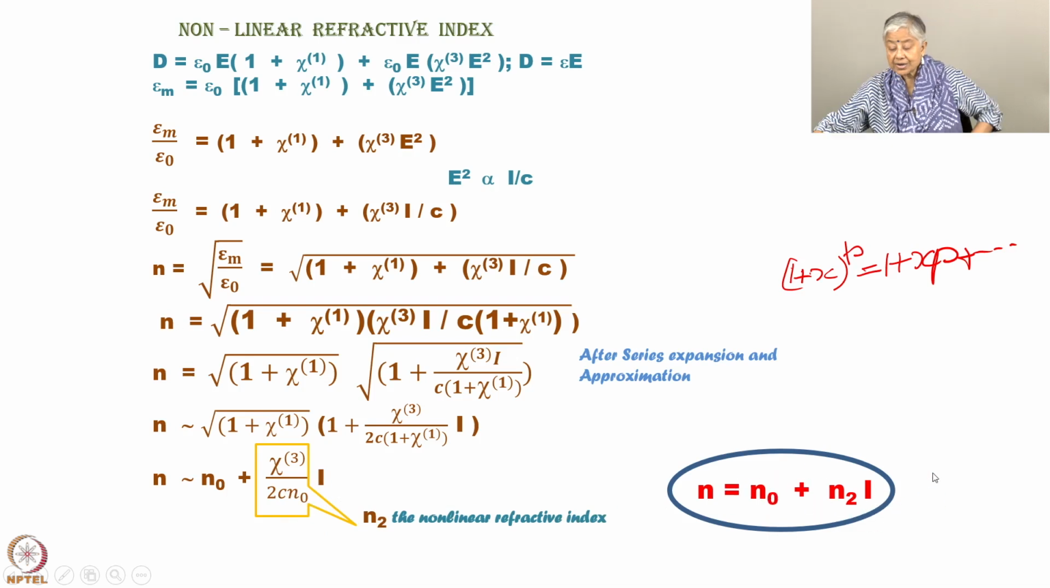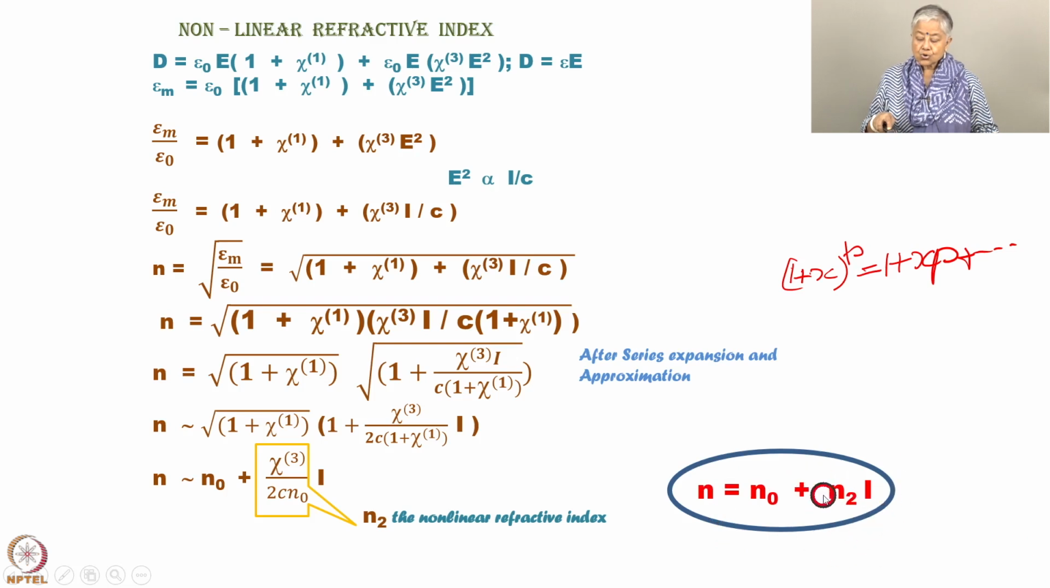So, this is what we derive from the dielectric tensor and the polarization that has taken place in the medium through which we are passing this high intense laser light. Okay. So, the refractive index of the medium has changed from just n0 to n0 plus n2 I.